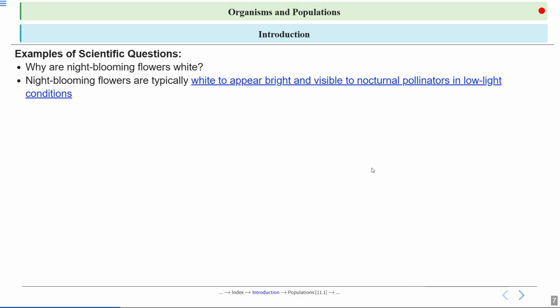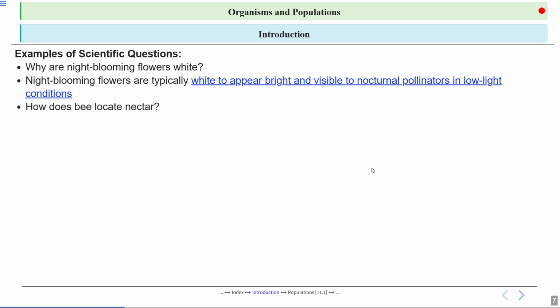Night blooming flowers are typically white. This adaptation helps them stand out in low light conditions, making them more visible to nocturnal pollinators like moths and bats. So this is a very clever strategy to ensure pollination even at night. Without pollination, there can be no seed set and fruit set.